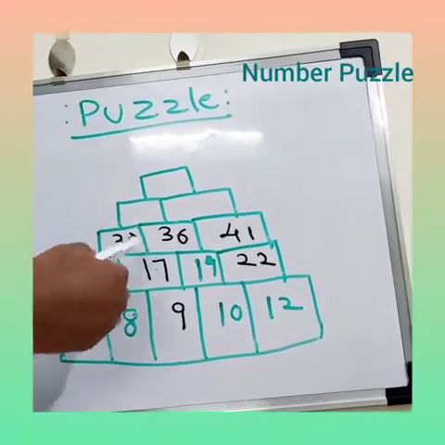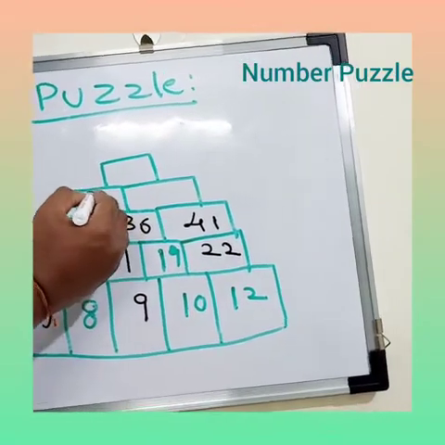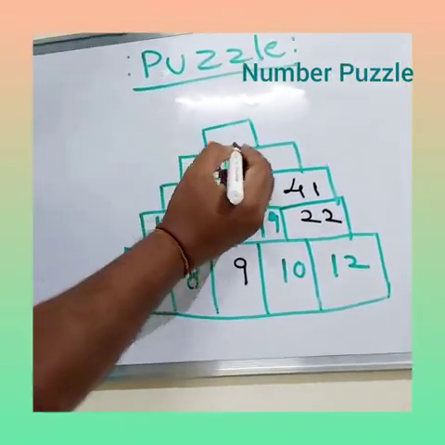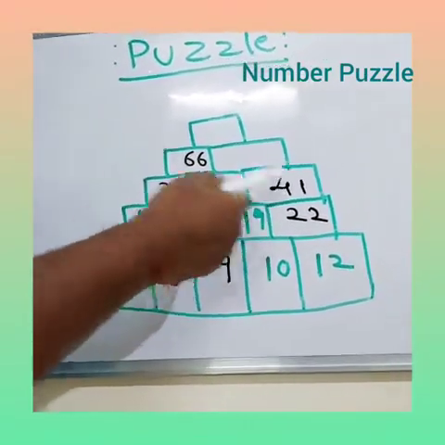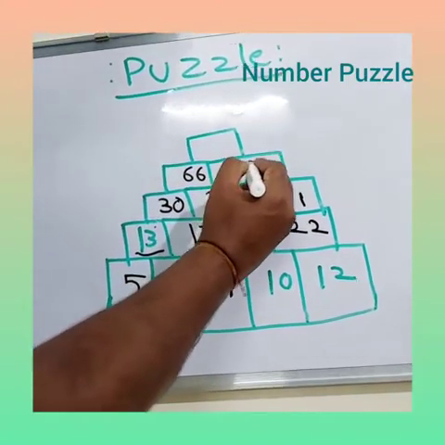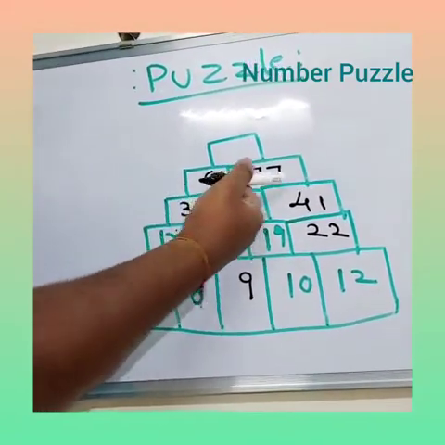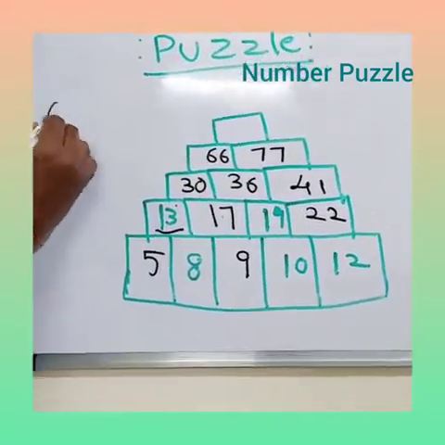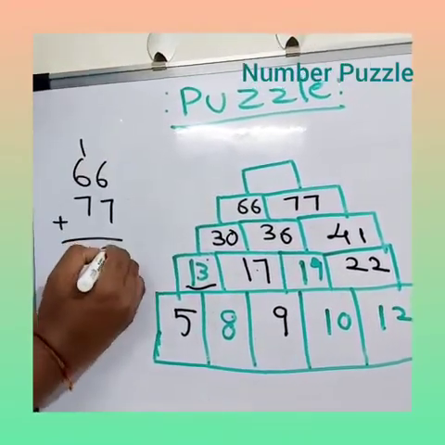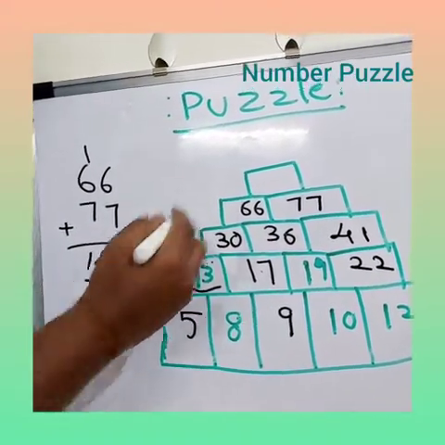Similarly, you can fill this next row also. 30 plus 36, because this block is opposite to these two blocks, is 66. And here 36 plus 41, so 37 plus 40, that is 77. And finally this value, 66 plus 77. Just add 66 plus 77. 13 plus 1, that is 14. 143.